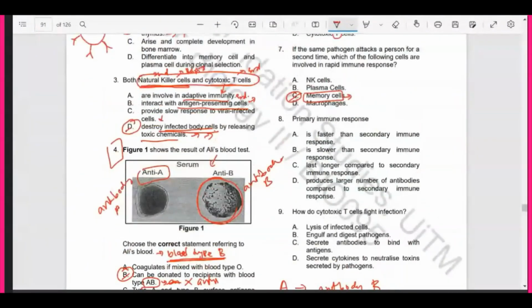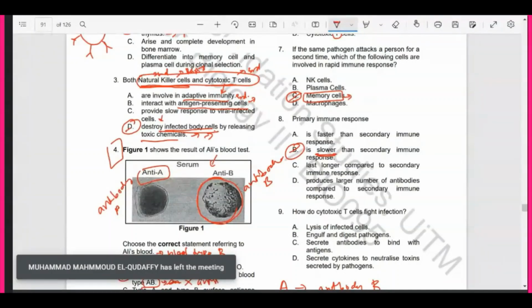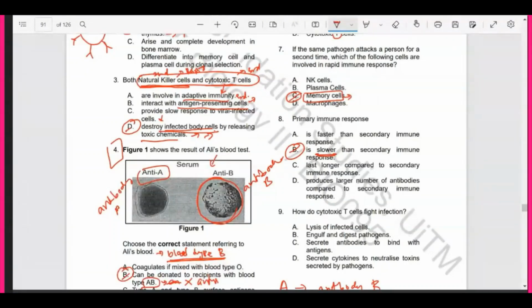Okay, thank you. Who was it earlier? Natasha. Number 8. Najwa. Number 8, primary immune response is B, is lower than secondary immune response. This is because in the secondary immune response, your body has already made memory cells, so it will function rapidly when pathogens are there.